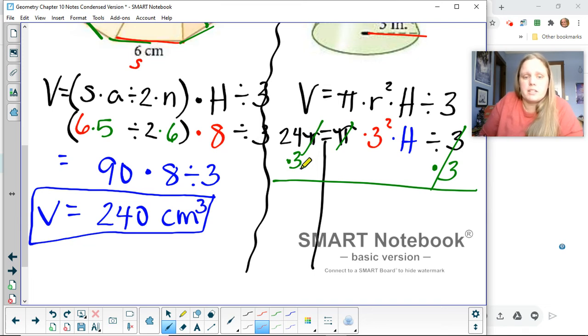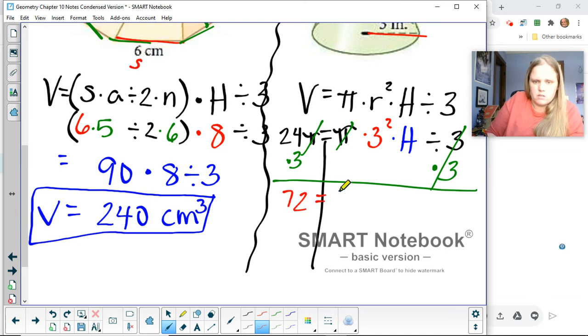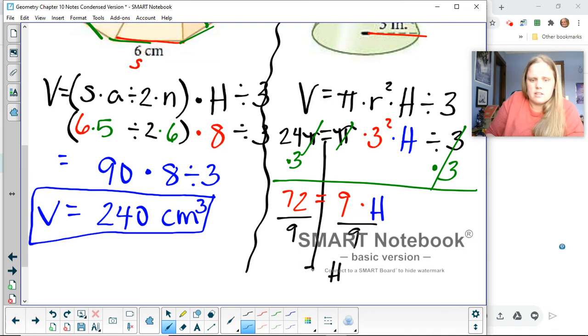All right, 24 times 3 is what we have to do first. 24 times 3 is 72. And I know 3 squared is 3 times 3, which is 9. And we're still multiplying by our height. So now I just need to figure out how do I get rid of this 9. It's being multiplied, so the opposite is to divide. 72 divided by 9 is 8. So that means my height is 8 inches.